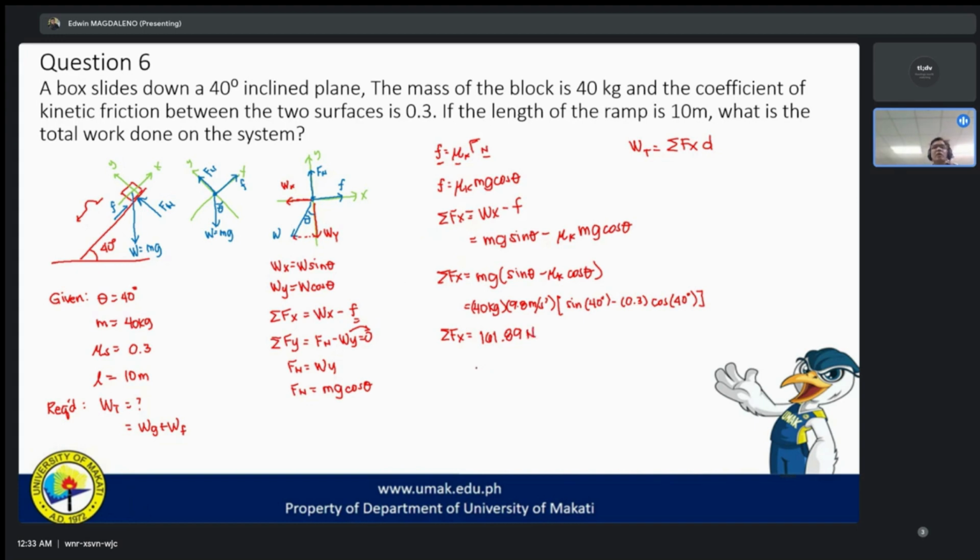And we have the total work done on the system using that formula. The total work done is the summation of force along the x, which is 161.89 newtons, times displacement, which is 10 meters. The total work done on the system should be equal to 1,618.9 newton meters, or that is joules. So this is the work done on the system.